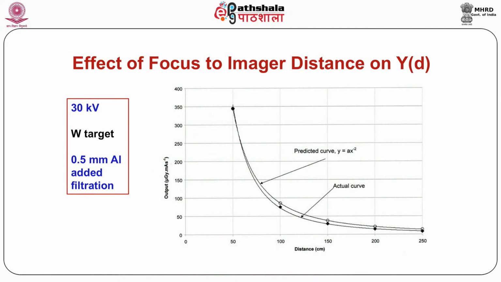So this figure presents variation in X-ray tube output for focus to point of interest distance ranging from 50 to 250 centimeter. The curve calculated using the ISL relationship is also shown in this figure. Basically, this figure is taken for a 30 kV tungsten target with 0.5 mm aluminum added filter, showing output with distance from the X-ray tube focus ranging from 50 to 250 centimeter.